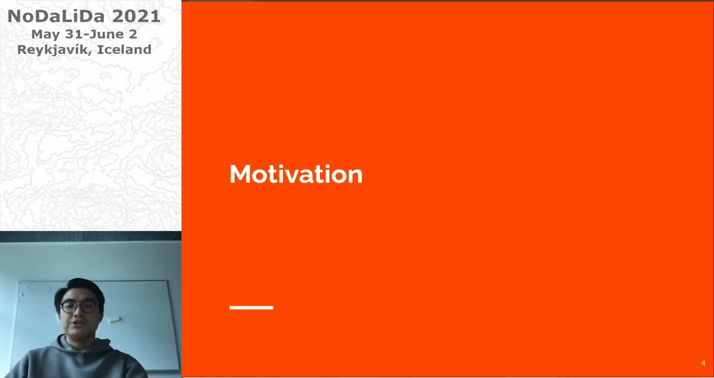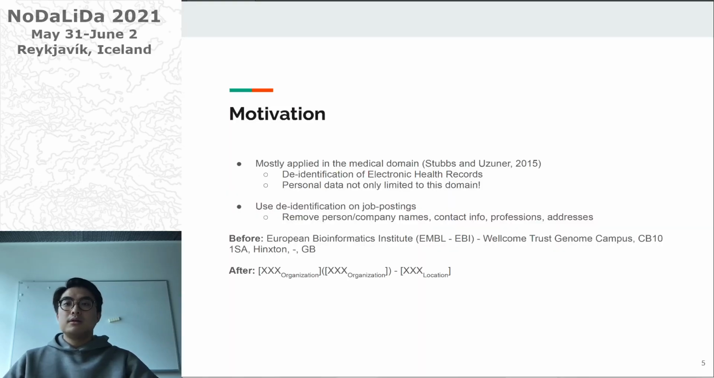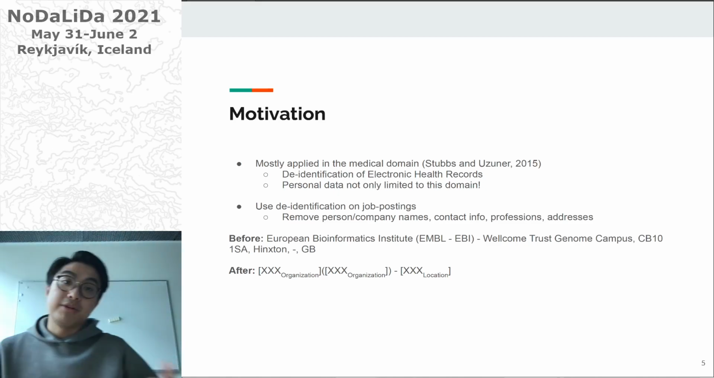So, what is our motivation here? De-identification has mostly been applied in the medical domain, where they would usually de-identify electronic health records or electronic person records, where these records usually contain a patient's name and their information, either contact information or, for example, the illnesses.